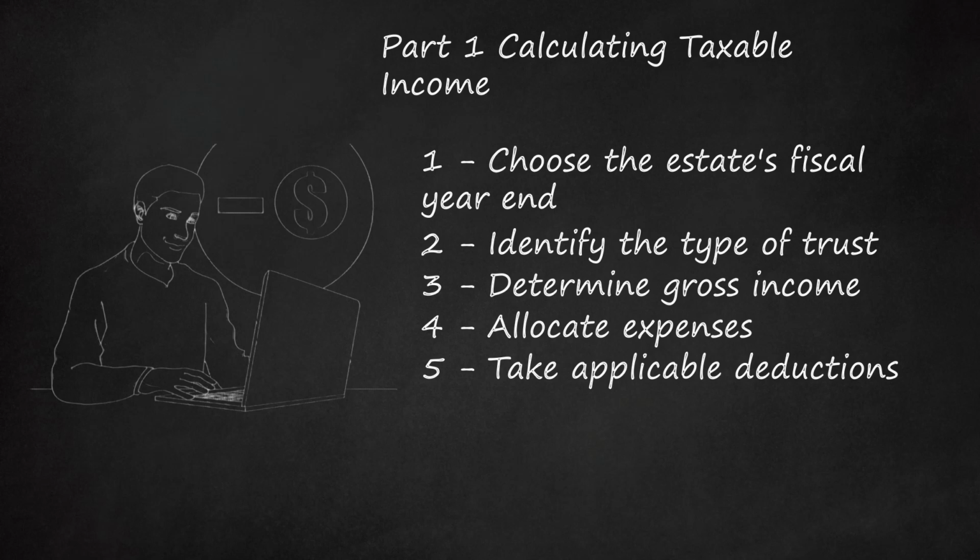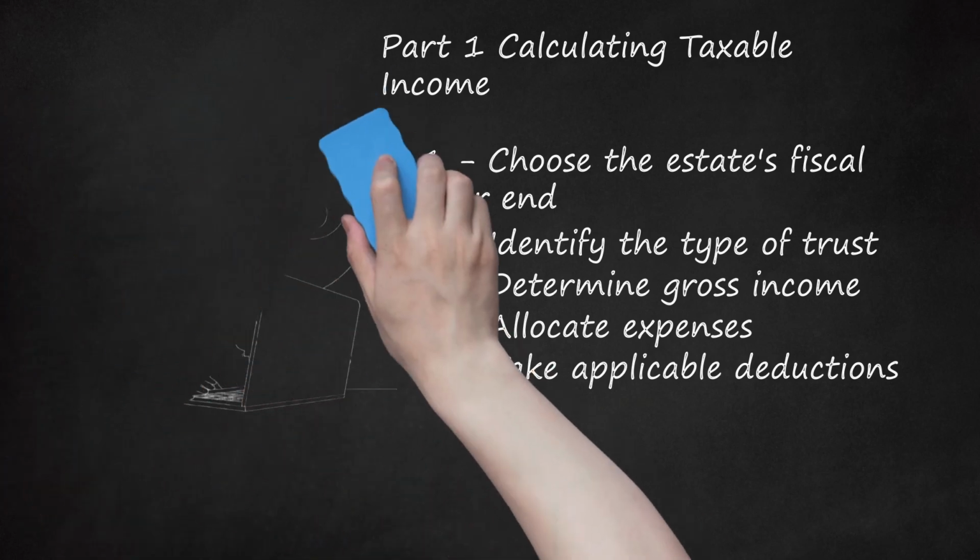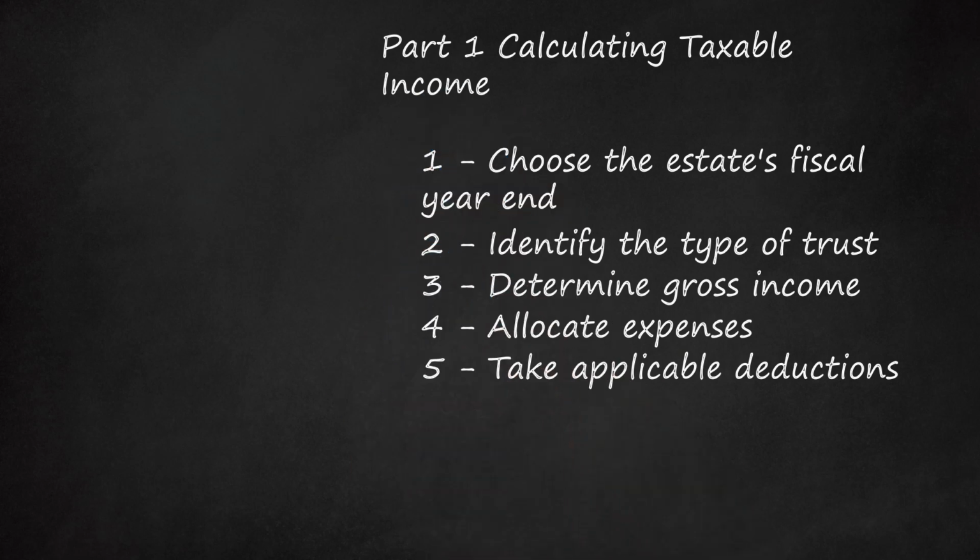Most miscellaneous itemized deductions, as on an individual return, are subject to the 2% floor, meaning they cannot exceed 2% of the adjusted gross income, AGI, which is computed generally the same as it is for an individual. Be sure to gather and retain receipts for any expenses you've deducted from the estate's income tax return, just as you would for your individual tax return.